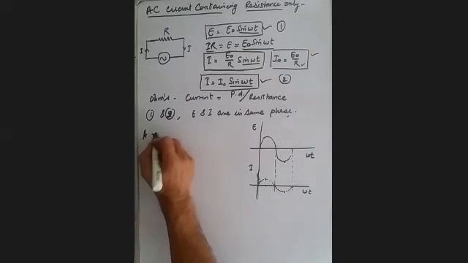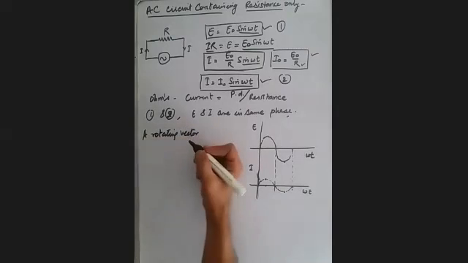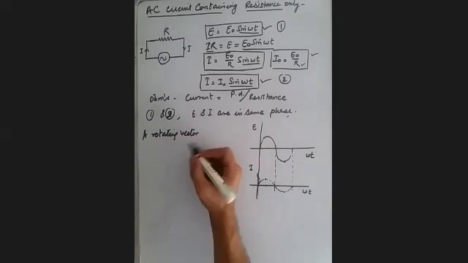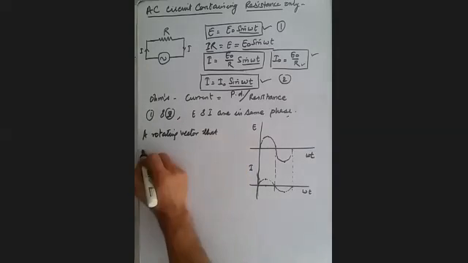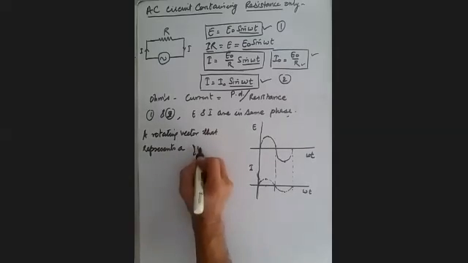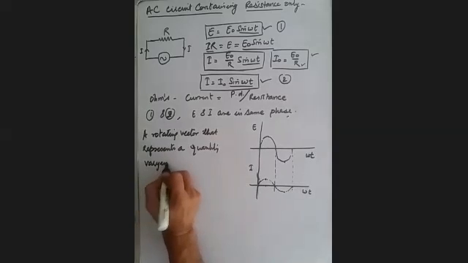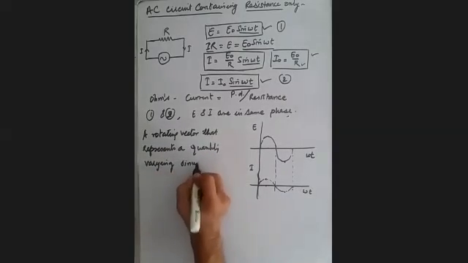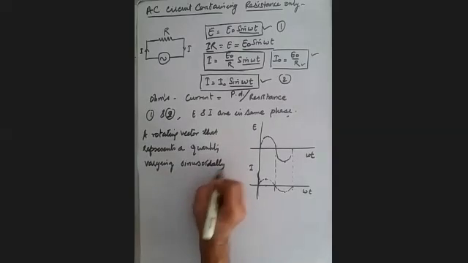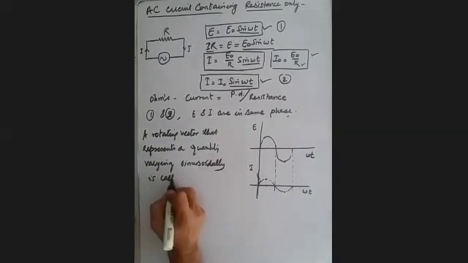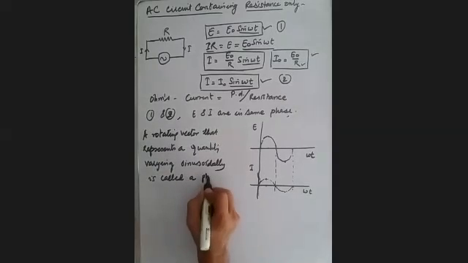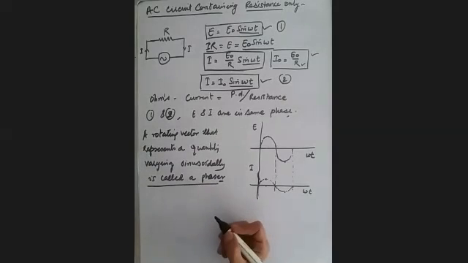So a rotating vector that represents a quantity varying sinusoidally is called a phasor. So we shall now discuss the phasor or vector diagram.